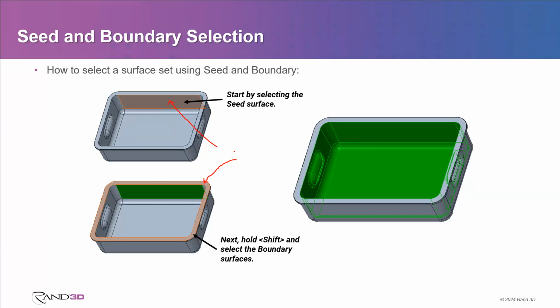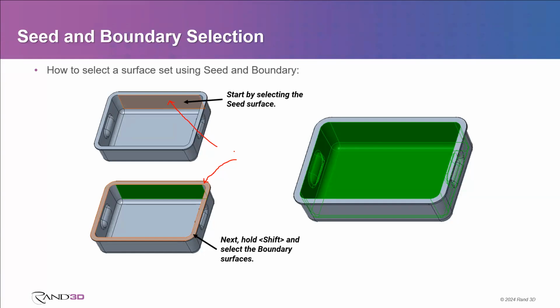You pick one as the seed, you hold the shift key, pick as many boundaries as you need to, let go of the shift key, and it picks the seed, everything that seed was touching, everything that entire set was touching, up to but not including the boundaries. Now, of course, depending on what you're trying to pick and the shape of the model, you might need more than one boundary. In this example, all those inside faces were bounded by one surface, so with just 2 mouse clicks, I was able to pick those.